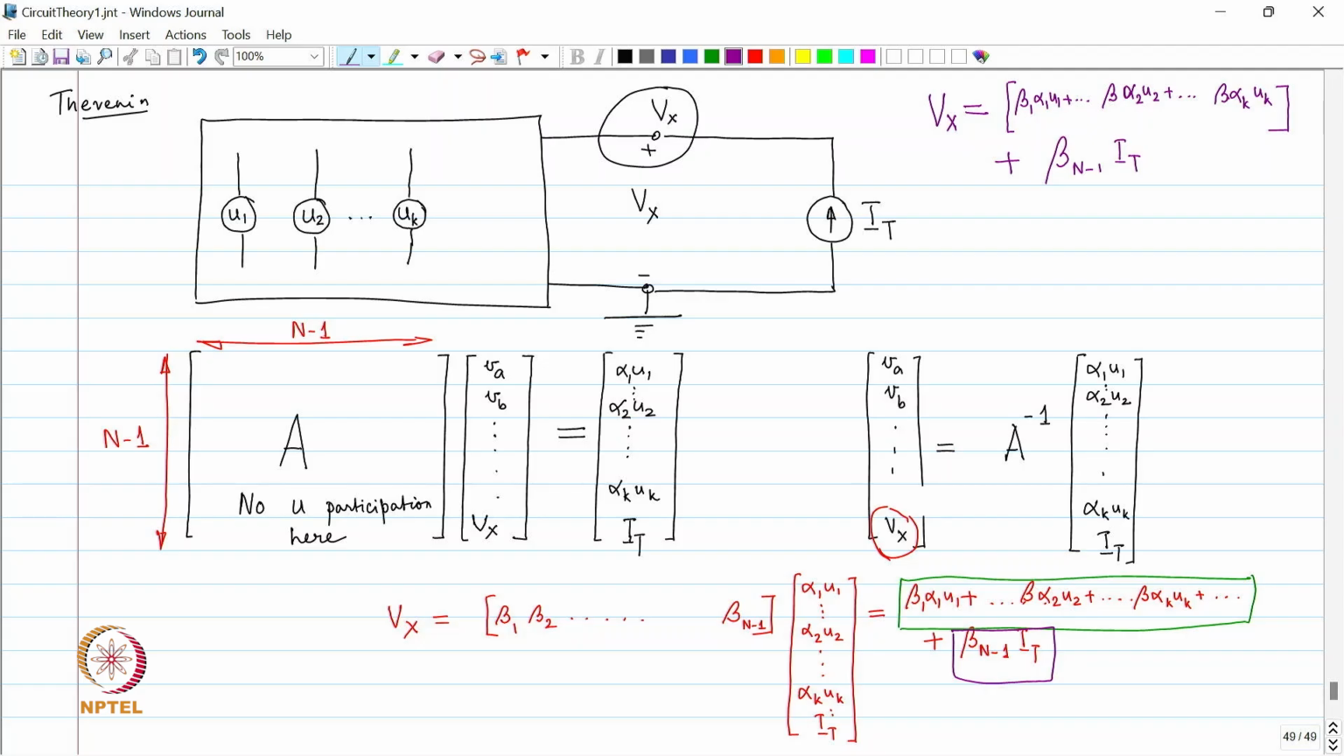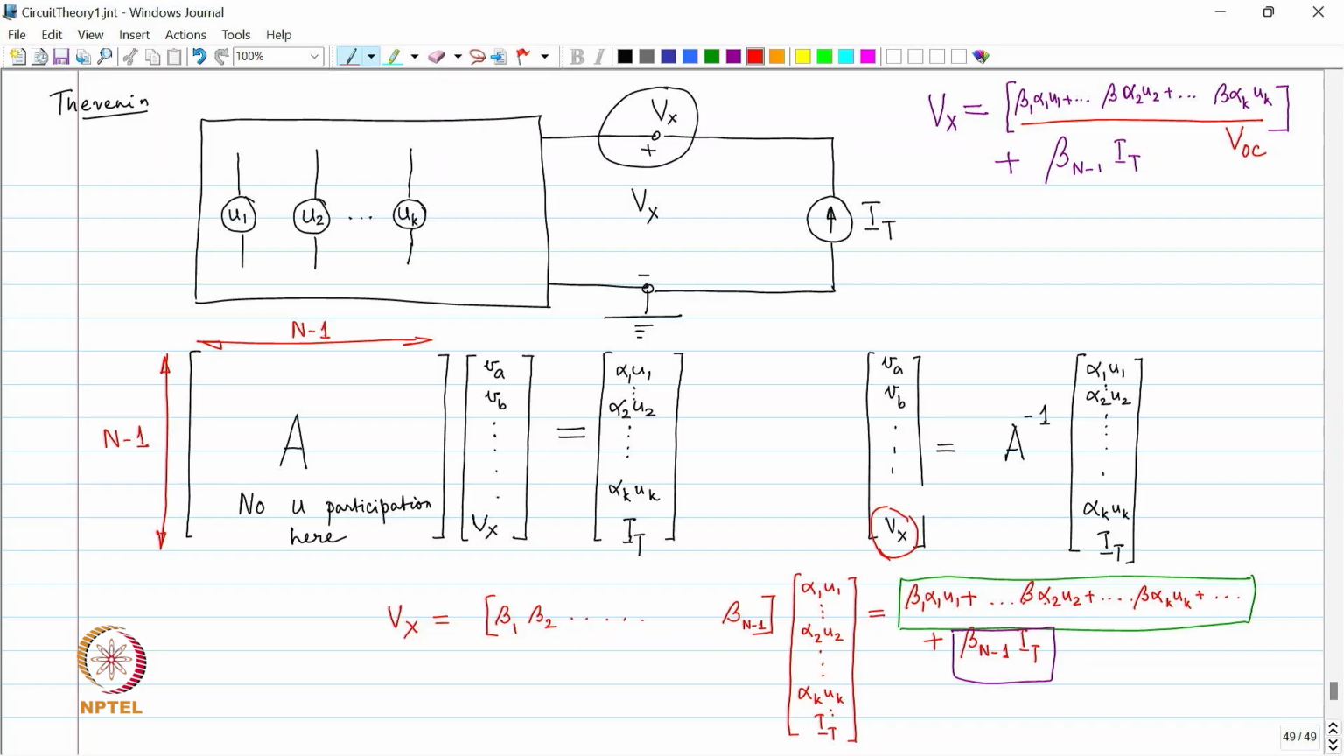Now, what happens when I measure the open circuit voltage? I t is set to 0. So, when I t is set to 0, what is V x going to be? It is going to be these, right. So, this is nothing but open circuit voltage, fine.